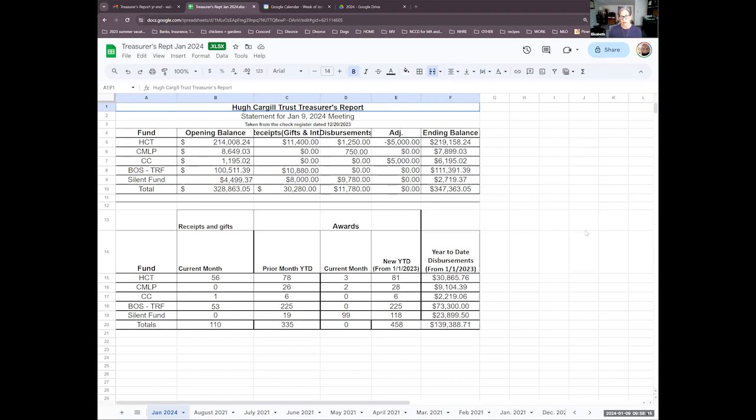So the only hangup is that sometimes when we receive donations, they're very specific about which fund they go into. So that's the only thing we really have to keep an eye on, that we aren't allocating funds from someone's donation that they had intended only for Hugh Cargill or only for tax relief, that we don't just mix the funds together.